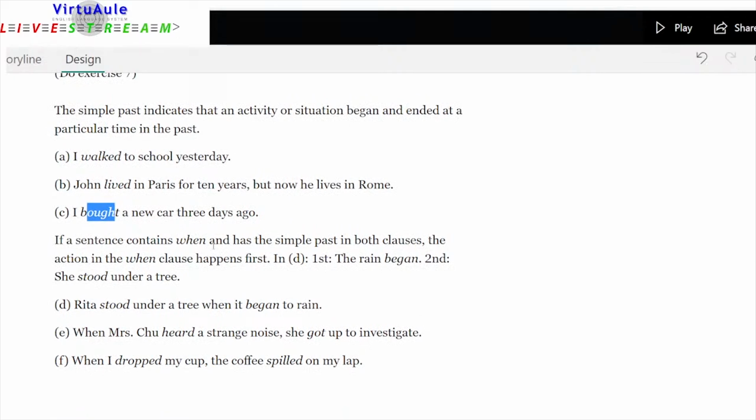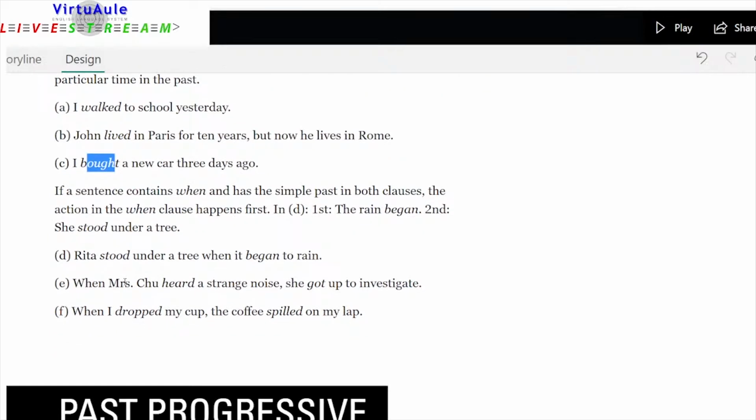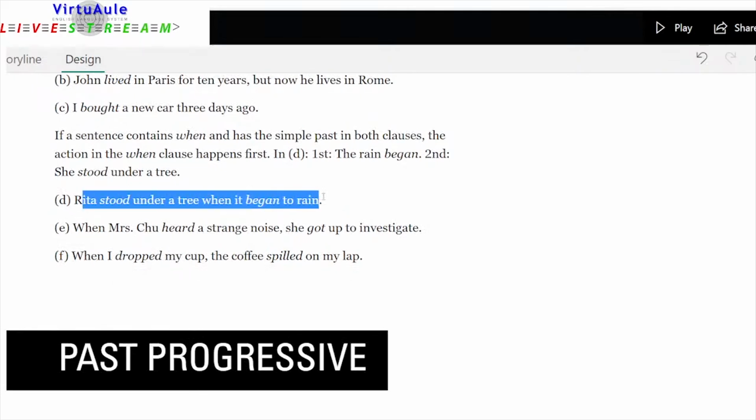If a sentence contains when and has the simple past in both clauses, the action is in the when clause. The action in the when clause happens first. In D, first the rain began, second she stood under a tree. So Rita stood under a tree when it began to rain. So the second, it began to rain and then she stood under a tree. So this is how we don't say it began to rain when Rita stood under a tree.